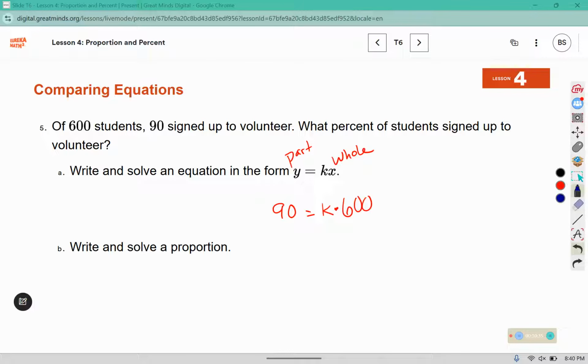Another way to write k times 600 is 600k. And the way we solve this equation, we have numbers here and variables here, so we're going to divide both sides by 600. That gives us k. And 90 divided by 600 is the decimal 0.15.